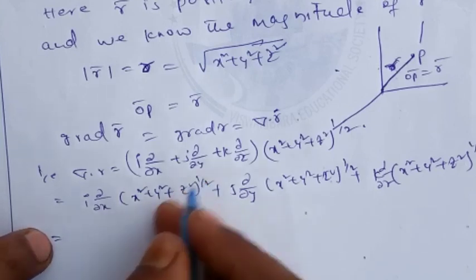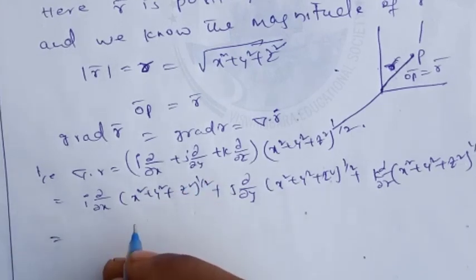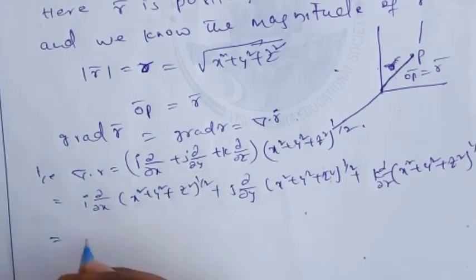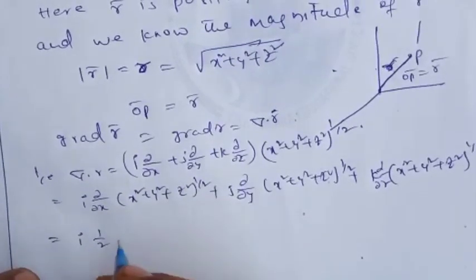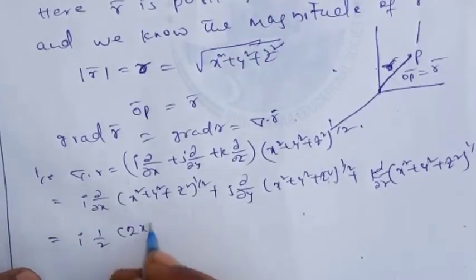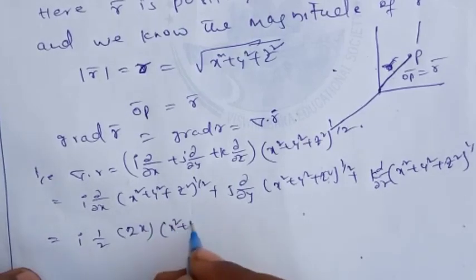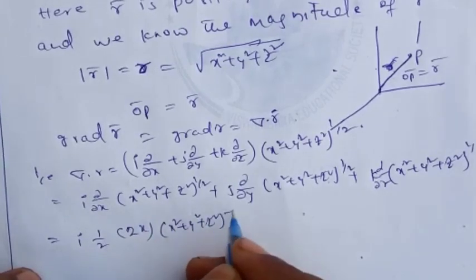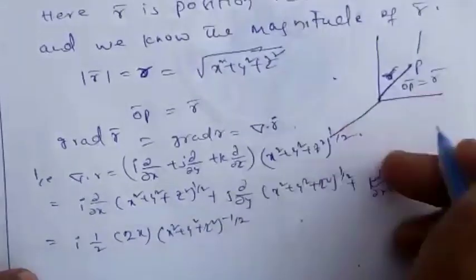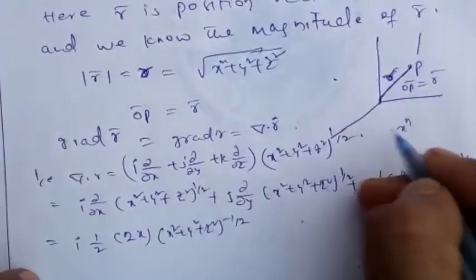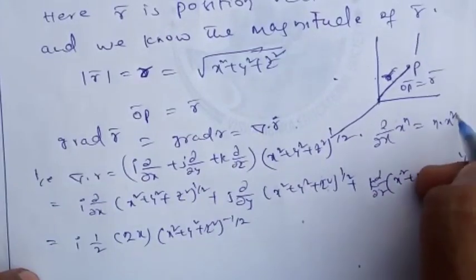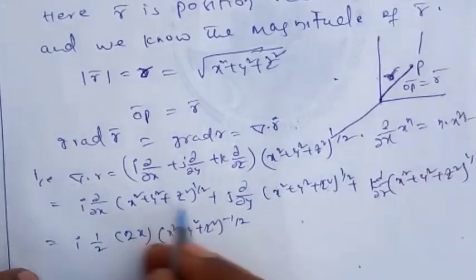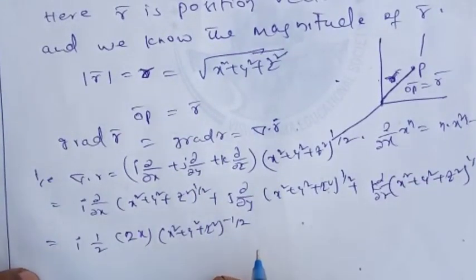Here in the first term we get i into 1 by 2 of 2x into (x square plus y square plus z square) whole power minus 1 by 2. Here we are applying the formula, derivative of x power n is equal to n into x power n minus 1, and here y and z are constants, so constant derivatives with respect to x are 0.